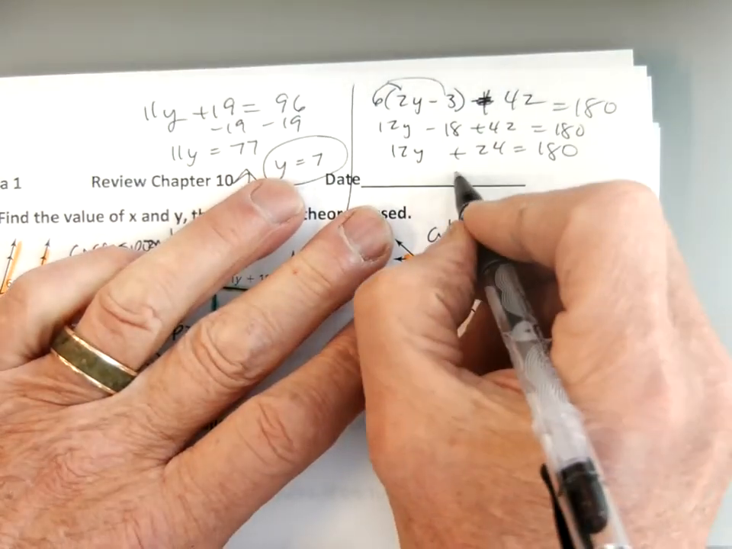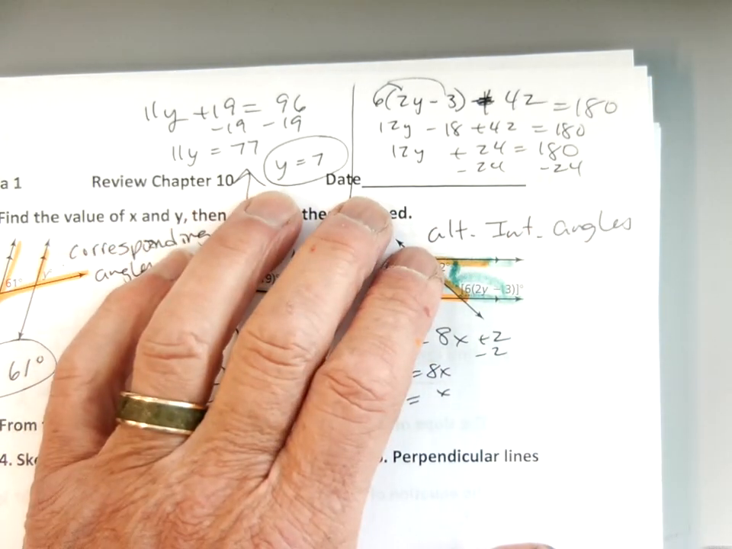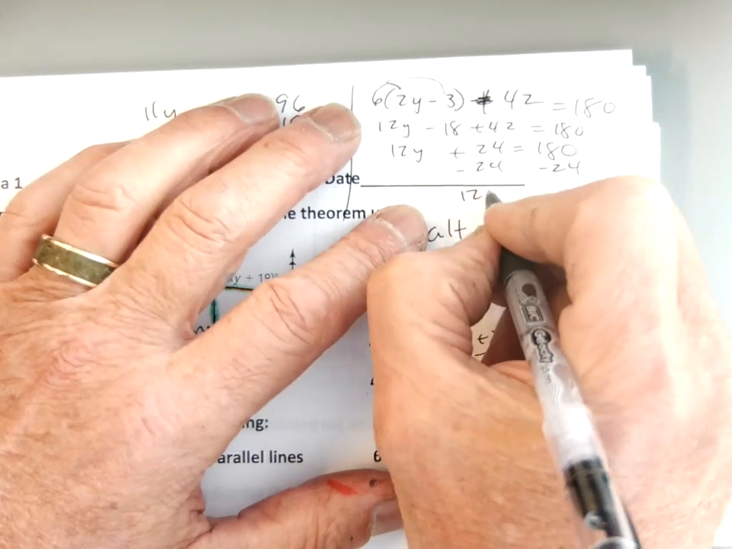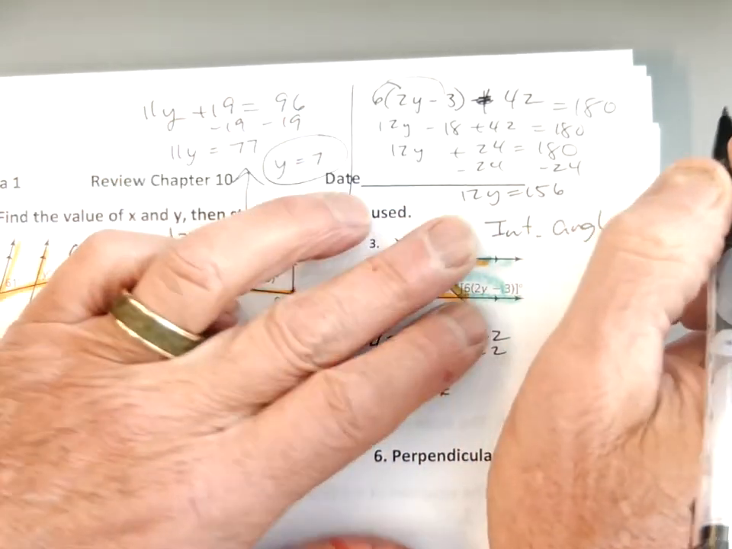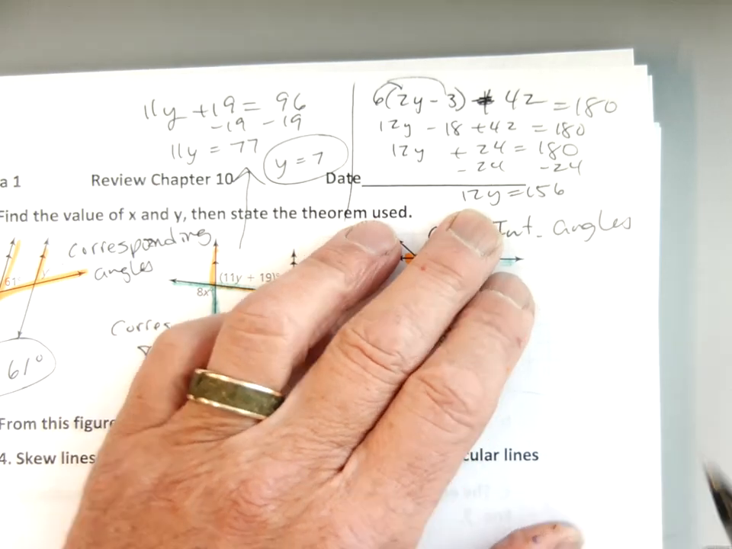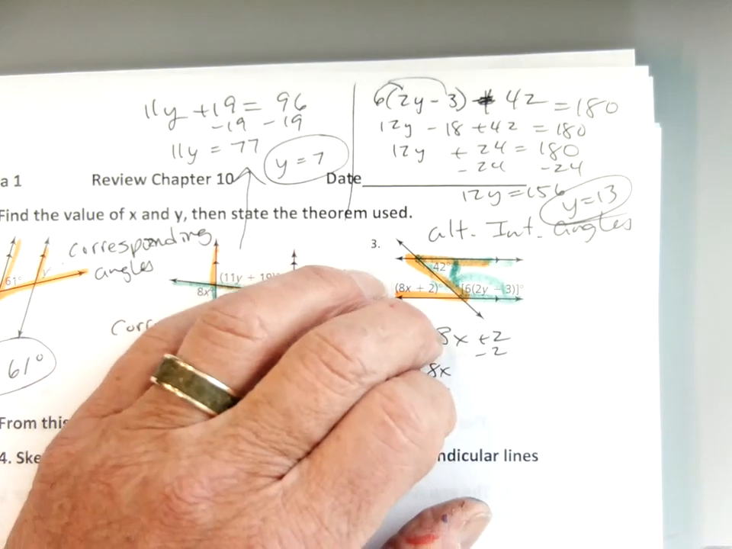Go minus 24. 180 minus 24 is 156. Get 12y equals 156. I'll divide by 12. And I get 13. Kind of squished in there, but it's all there, okay?